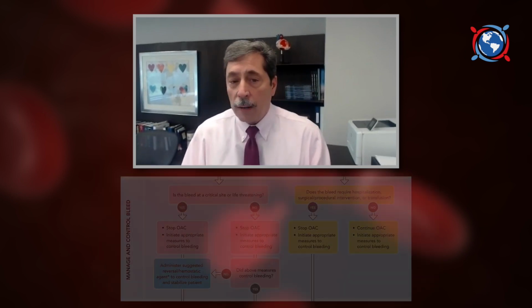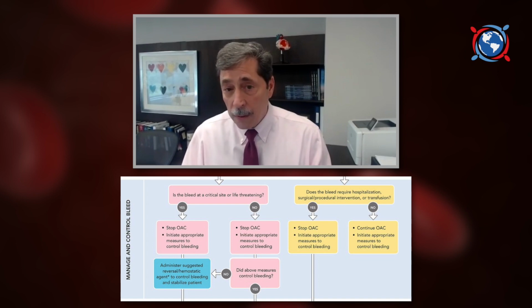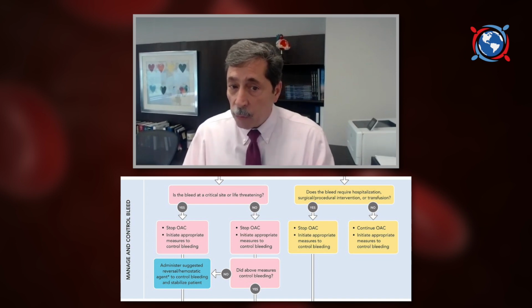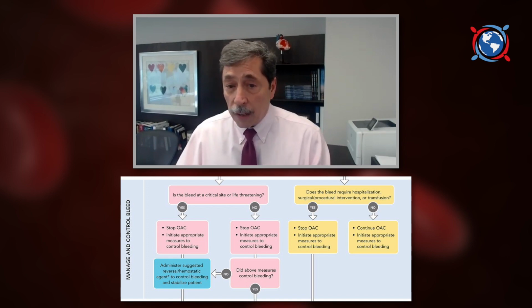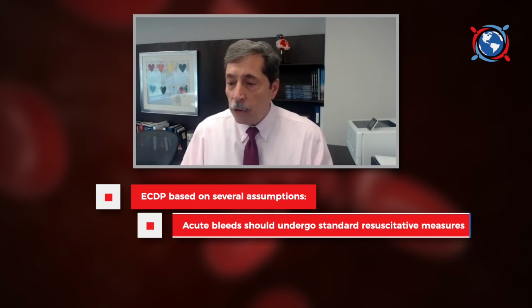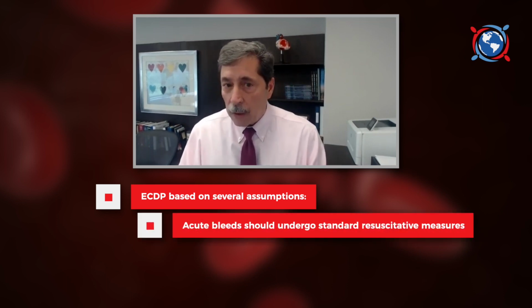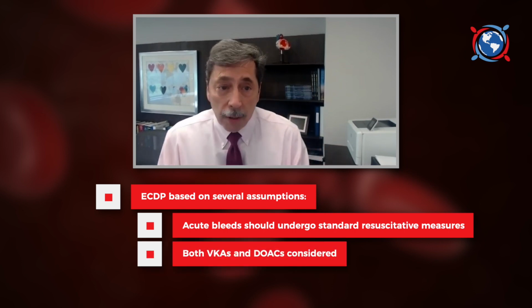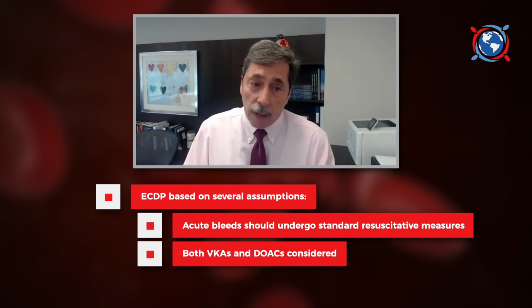It also helps to direct decisions about the acute management of bleeding, decisions regarding the use of reversal agents, most recently factor Xa inhibitors, and reinstitution of anticoagulation therapy when that's appropriate. When we put this document together, there were several assumptions. One, that acute bleeds should undergo the standard resuscitative measures. Both vitamin K antagonists as well as direct oral anticoagulants are considered in this document.